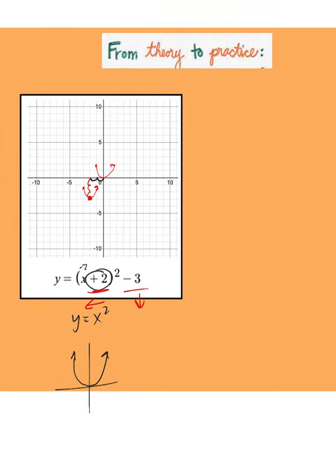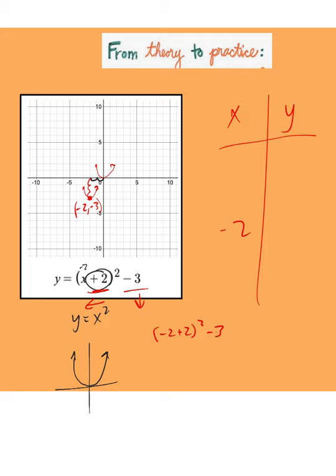So again, this would be the point negative 2, negative 3. If we put this into our x and y, negative 2 is one of the points. Just to show here, negative 2 plus 2 squared: negative 2 plus 2 is 0, so 0 squared minus 3. 0 minus 3 is negative 3, so negative 2 should have gone to negative 3. Again, that's the point we had.